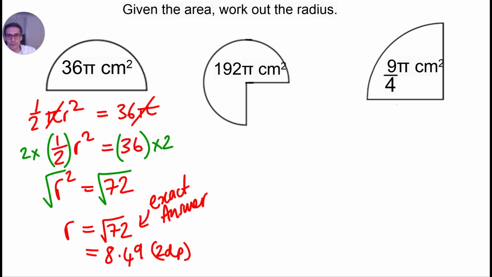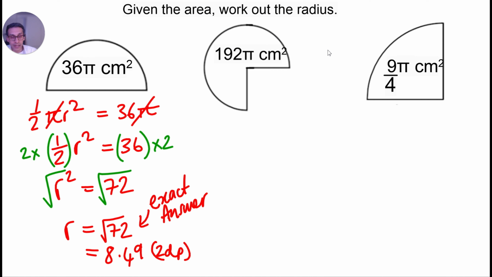Okay, next question. 192 pi. Now this is, what fraction of a circle is this? So hopefully you figured out it's 3/4. So in other words, 3/4 of pi r squared will give you 192 pi, because that's the area. This is not a full circle, it's 3/4. You can cancel pi on both sides, or you can divide both sides by pi. And now I want to divide by 3/4.